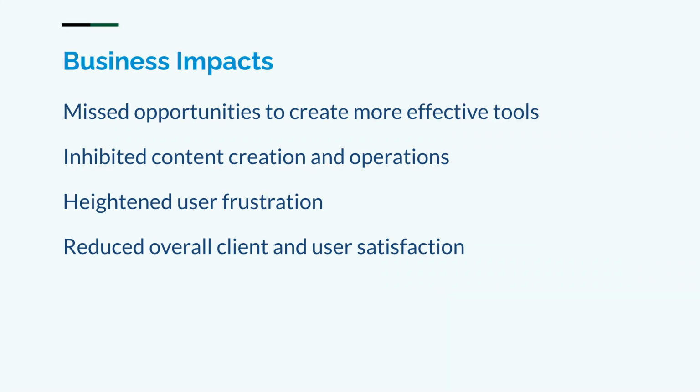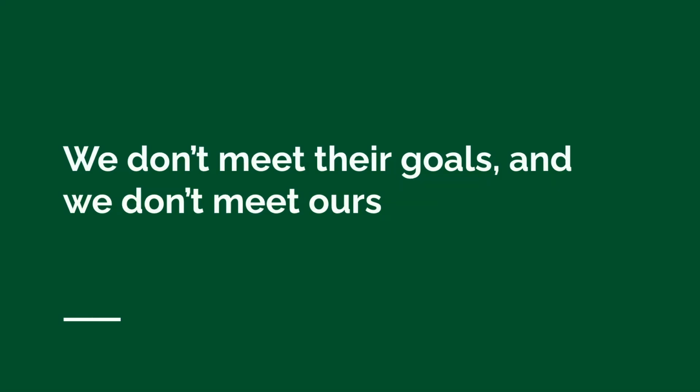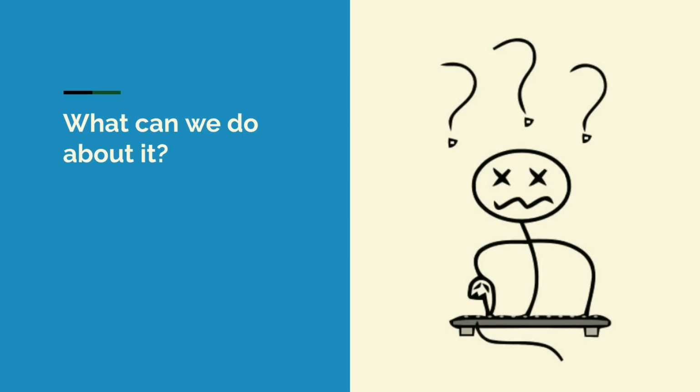On the business side, it can have lasting impacts. The tools aren't as effective as they could have been. The things they were trying to achieve with this new system in terms of their operations and their content don't go as well as they could, because for the people doing the work, the tools are getting in their way. Their users are frustrated, and ultimately they're not as satisfied as they could be. Nobody's happy. Nobody came into the project to end up in that place. So what do we do?